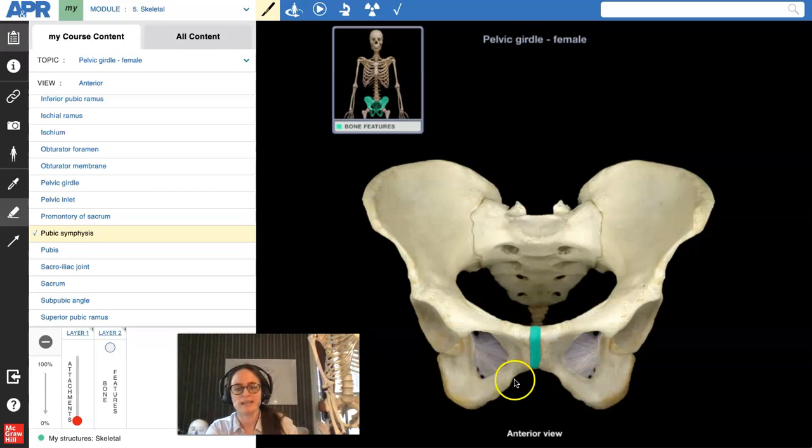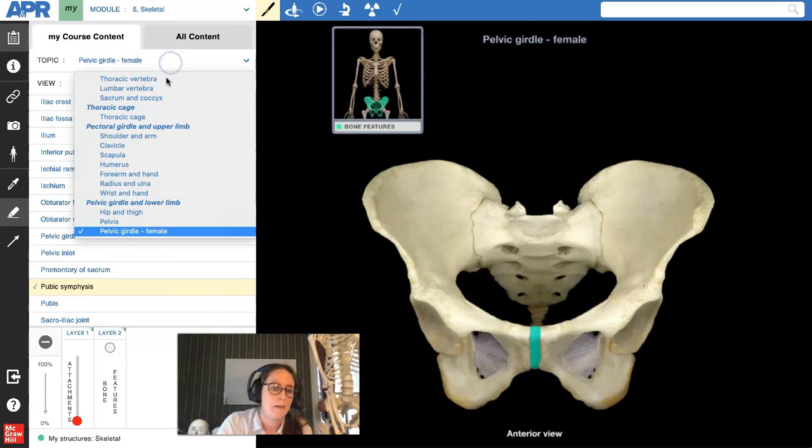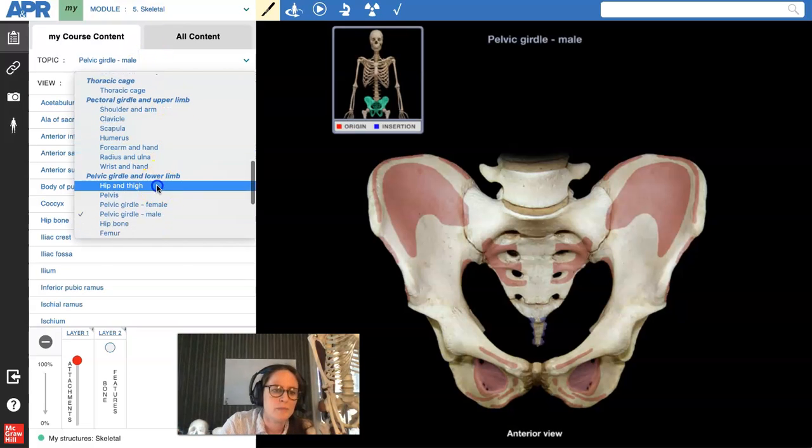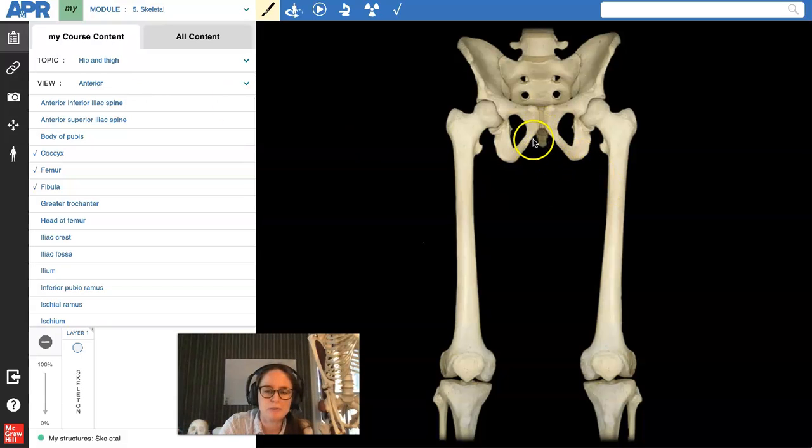Okay, I think that's it. Oh, while I'm here, I might as well show you. This is a female pelvis, just for fun. This part's just for fun. This has a wide or obtuse subpubic angle. That's what we call that. Compare that to the male pelvic girdle, which has an acute subpubic angle. That's a bad example. Actually, just the general pelvis. Let's do hip and thigh. Anterior view. That's a way better subpubic angle for a male.